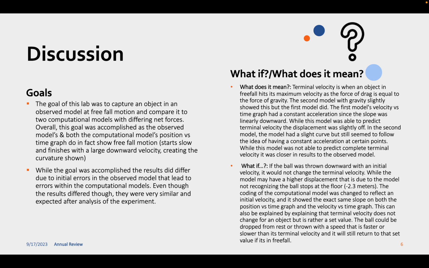And then what if the ball was thrown downward with an initial velocity? This would not change the terminal velocity. Terminal velocity is more of a set value, and if an object is thrown faster or slower from rest, then it will just return to that value.